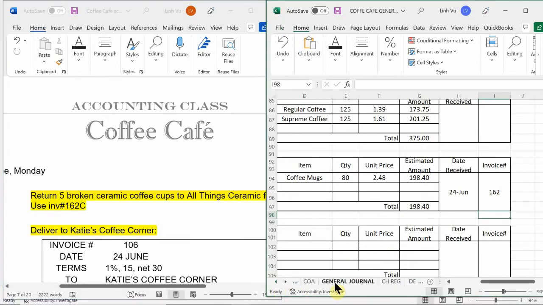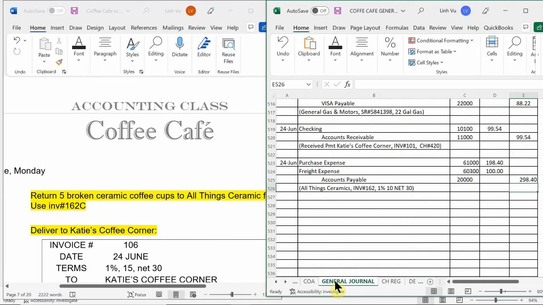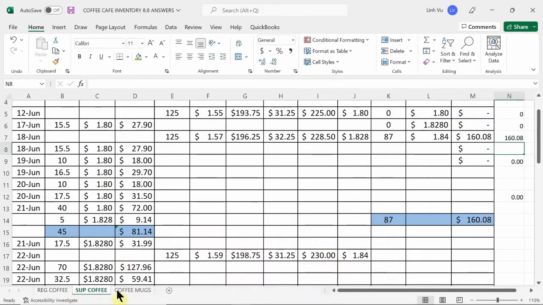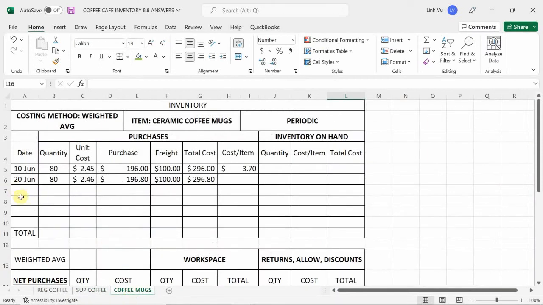Oh wait, we didn't even put the inventory into our inventory. Okay, we did the journal, we did the ledger, we did the subsidiary ledger. We didn't even put it into inventory. Okay, so let's see. Coffee mugs, right?